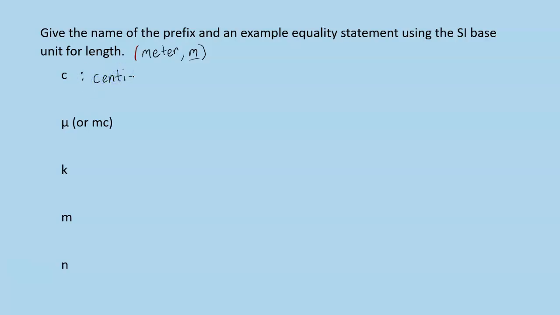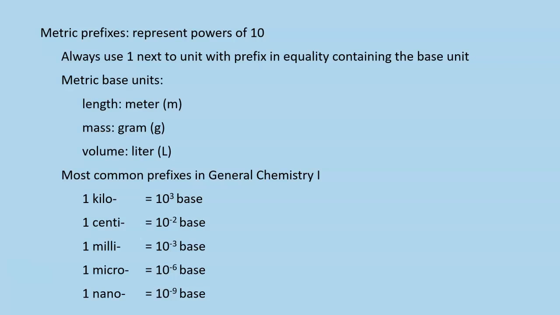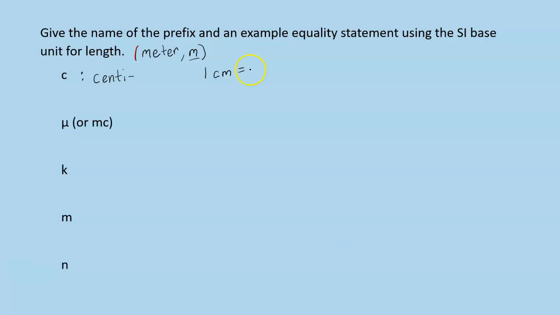And so if we want to create an equality statement with the meter using the centi prefix, remember that we're always going to put 1 next to the prefix unit, so 1 centimeter is equal to, and then remember for centi, our base was a 10 to the negative 2. Okay, so we've got 1 times 10 to the negative 2nd power, and the unit next to that power of 10 should always be your base, which in this case is the meter.